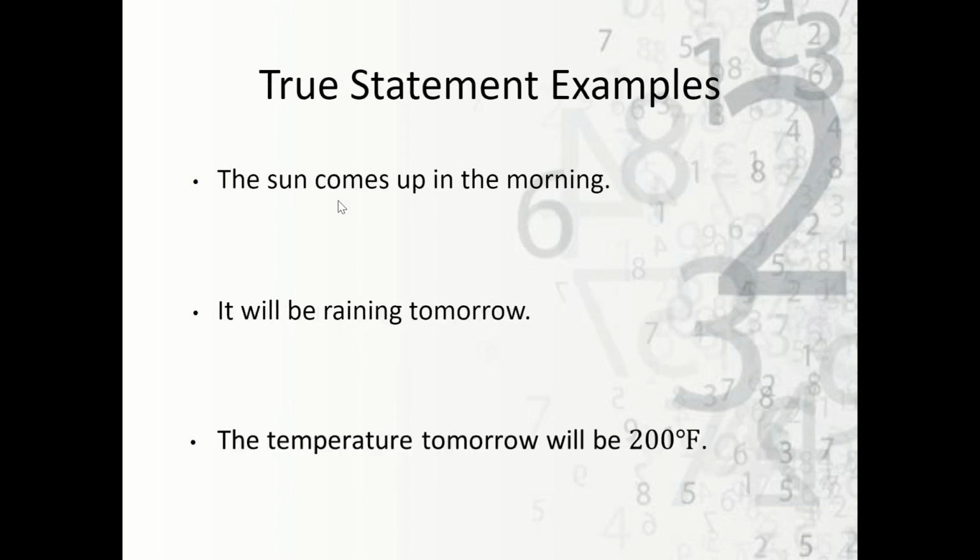So examples of true statements, we have the sun comes up in the morning. Is that sometimes true, always true, or never true? Well, we should know that no matter what, the sun always does come out. So that is always true.